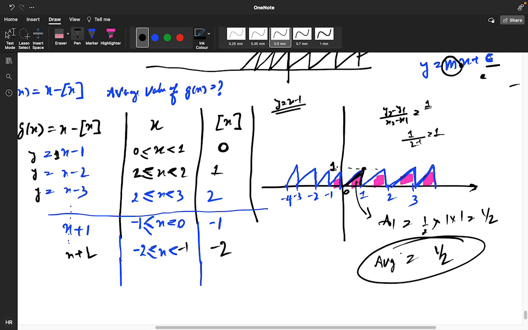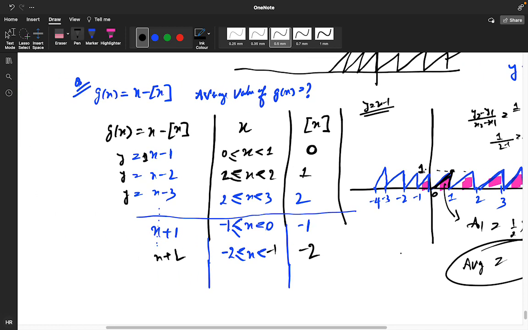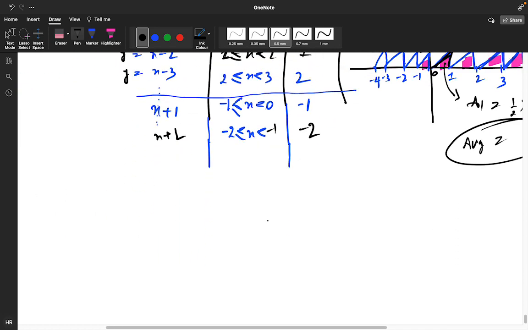Is this clear? Priyanka, is this clear? Vaishnavi, is this clear? Or if you have any doubt, then you can ask. If it is clear, then it's fine. Okay. So write the next question.